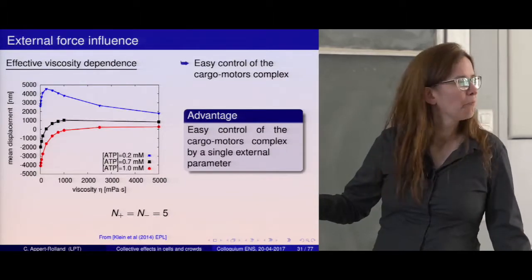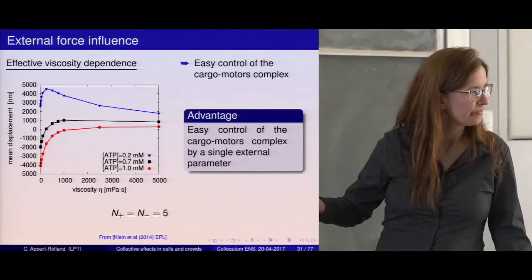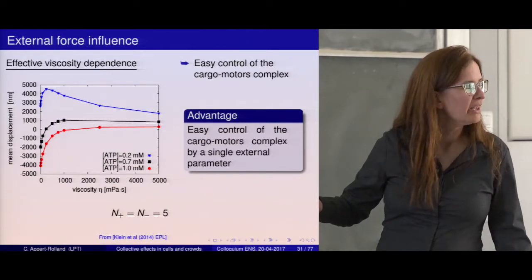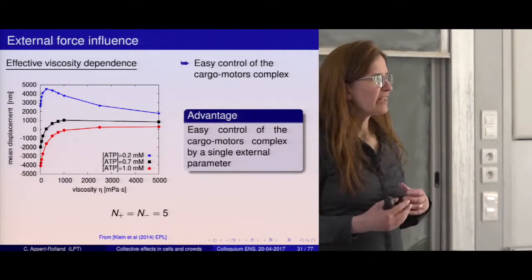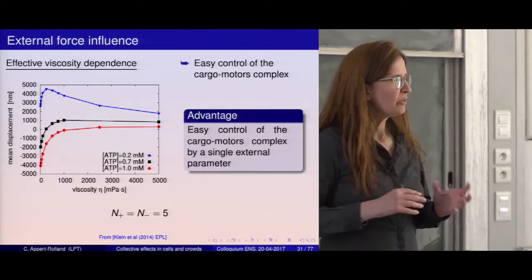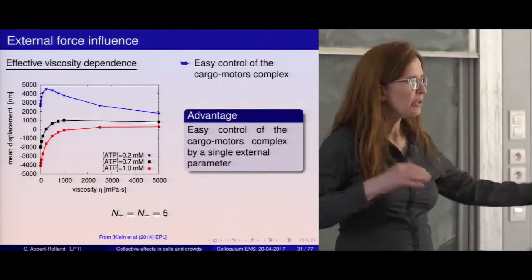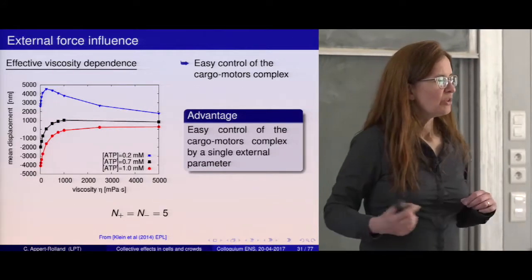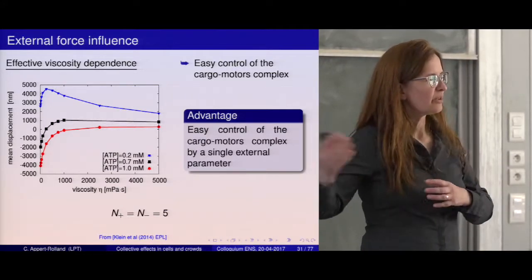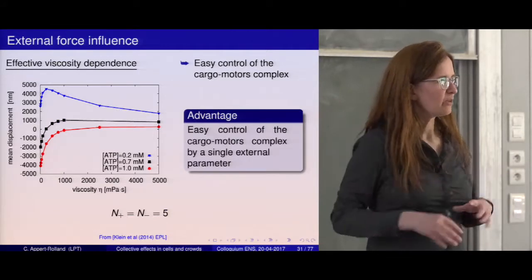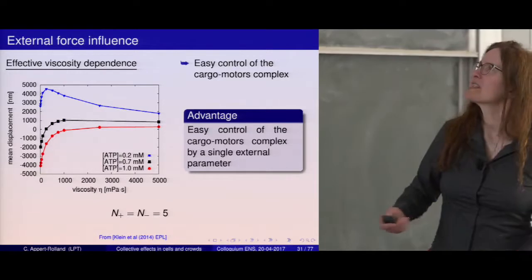I didn't understand, is it because different motors somehow absorb ATP differently, or what? Their stepping rate does not depend in the same way on the ATP concentration. For the different kinds of motors? For the different kinds of motors. So some will live better with little energy, and some will go faster when there is a lot of energy available. So you change the balance.